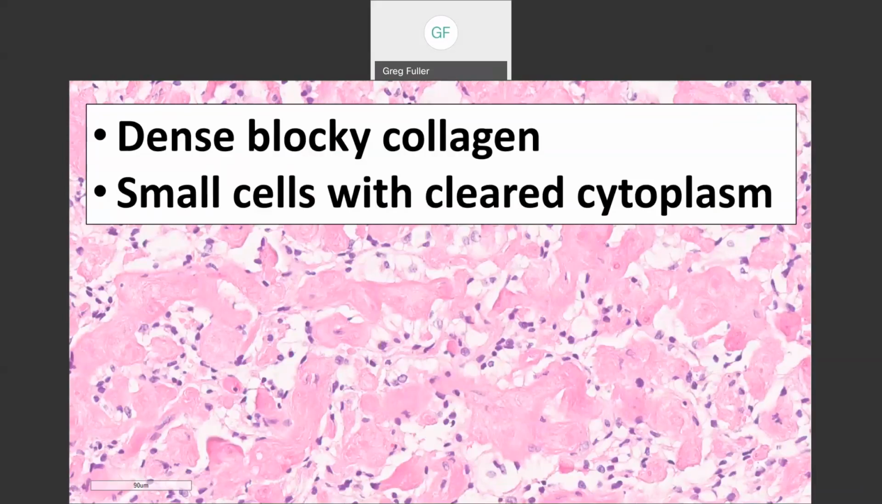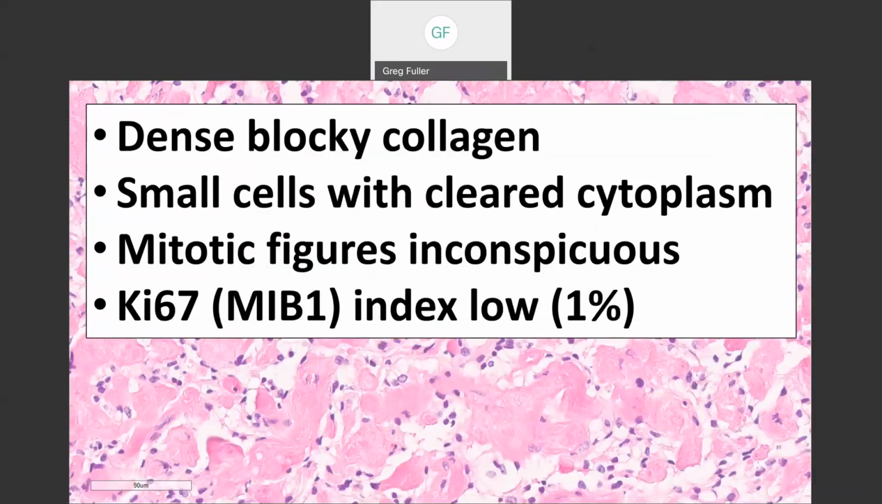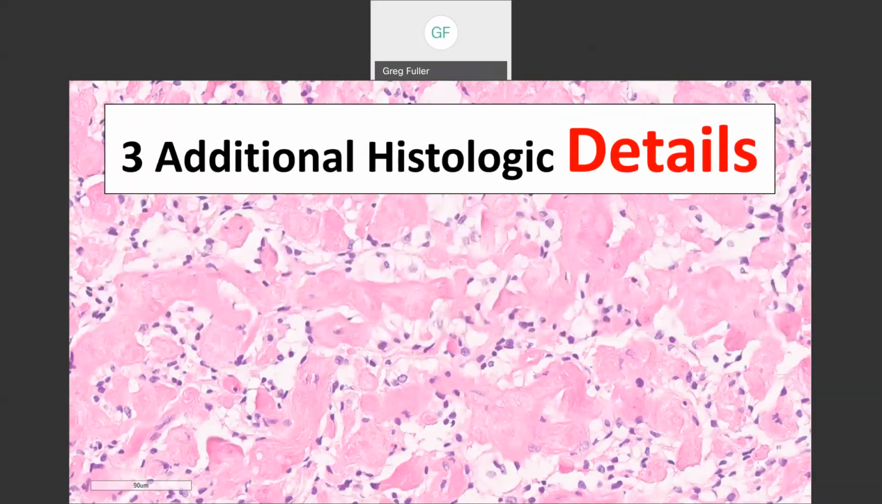Okay, let us proceed. All right, mitotic figures. This is the other data that you get from the H&E. Mitotic figures inconspicuous. Ki-67 is low, about 1%. Now, let's talk about this. Very important. There are 3 very important additional histologic details. The big picture, and all the fragments look essentially the same from what I've shown you. Predominantly collagen with the small cells, cleared cytoplasm. But there are 3 additional histologic features.